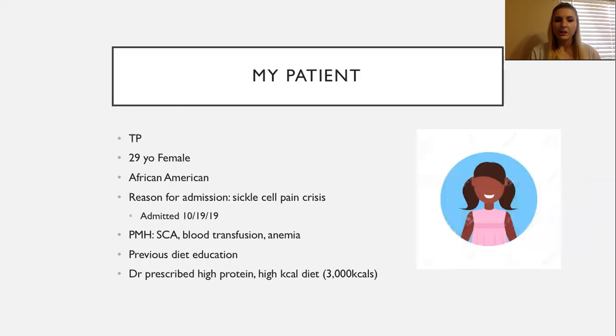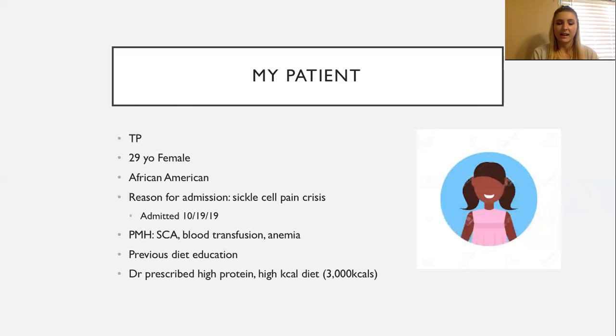So on to my patient. Her initials are TP. She's a 29-year-old female, African-American. She was admitted due to a sickle cell pain crisis. Her past medical history: sickle cell anemia, blood transfusions, and anemia. She has had a few body parts removed, such as her spleen, like I mentioned earlier, and also her appendix, and a couple more organs that she was having issues with due to the blood clotting and cell death.